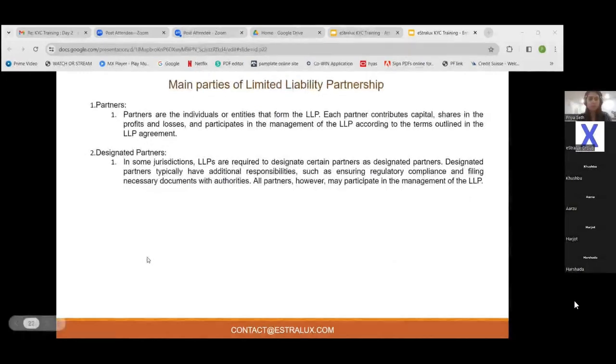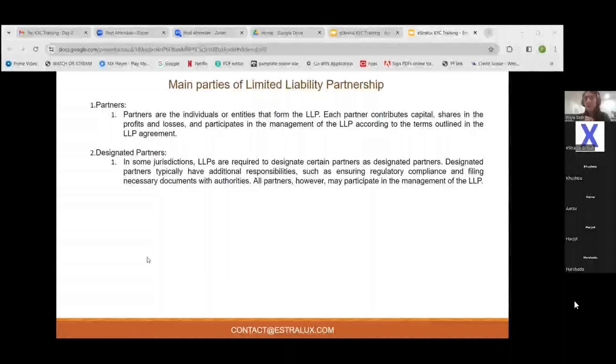The main parties of a limited liability partnership are the partners, which we discussed. They may be individuals, or they may be entities that form the LLP, and each partner contributes capital and shares profit and losses. So there is one party, which is partners. And listen carefully, the second is designated partners.